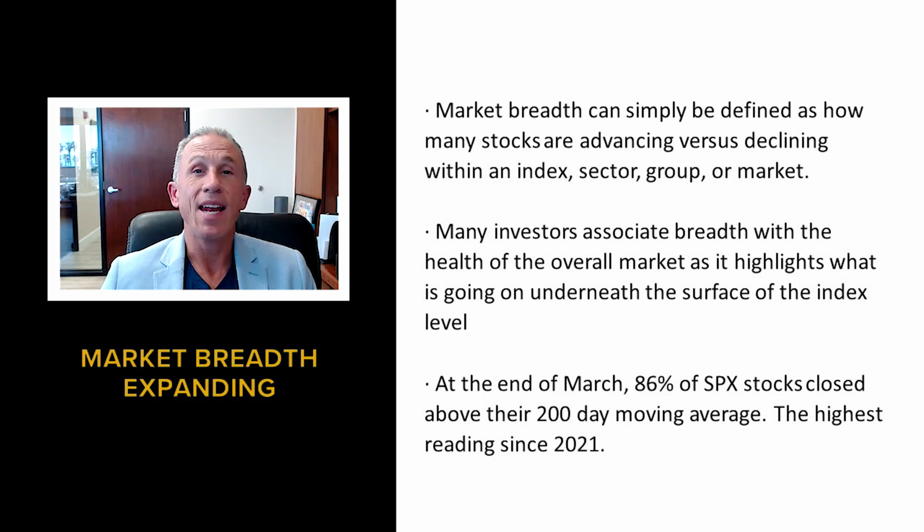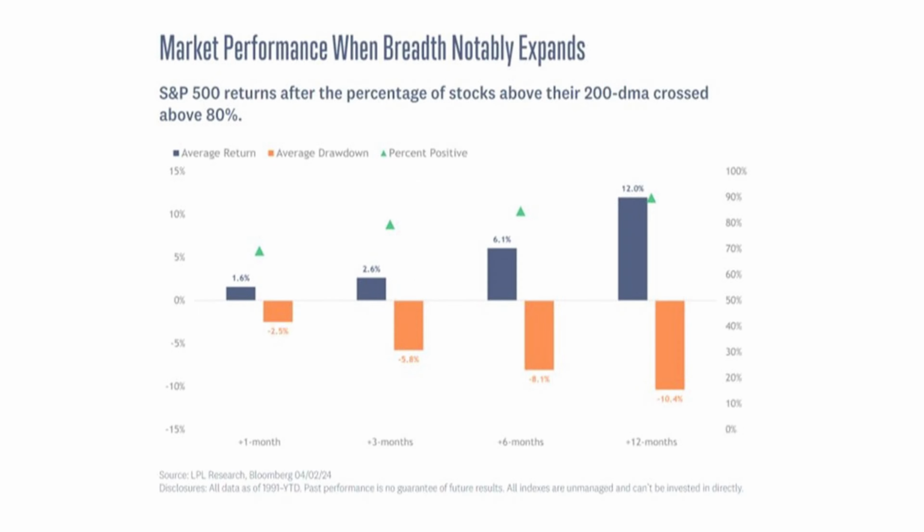At the end of March, 86% of S&P stocks closed above their 200-day moving average, the highest reading since 2021. And as you look back in history, when we've had that many stocks passing their 200-day moving average, it's actually quite positive for the market going forward.